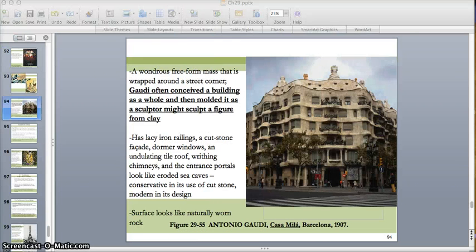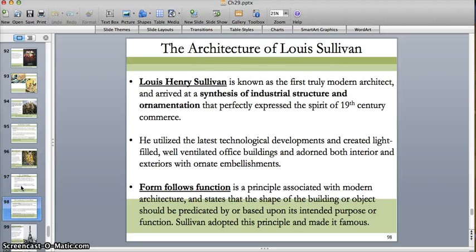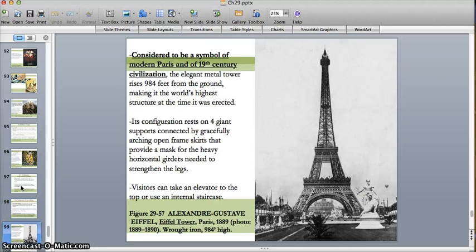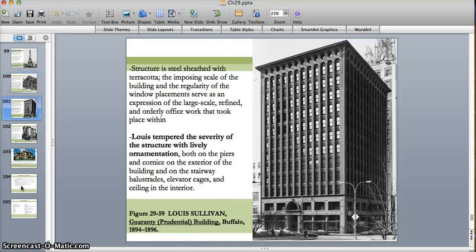But this is the Casa Mila in Barcelona. This is the building I was talking about earlier that we can associate with the Art Nouveau movement. But you really need to know Louis Sullivan. Here, read about this, the curtain wall, the skeleton, you need to know all of that, the verticality, big emphasis on that. But know Louis Henry Sullivan, and just that he's really considered the first modern architect. Form follows function. It's just sad that we're skipping over the Eiffel Tower, but we have to. So just know Louis Sullivan's buildings and characteristics of modern architecture.